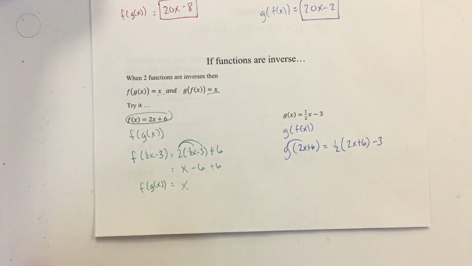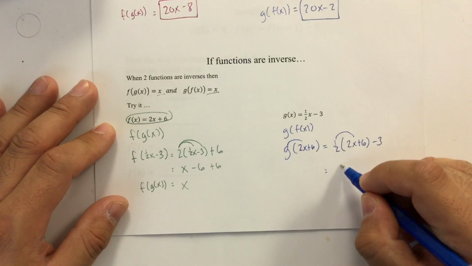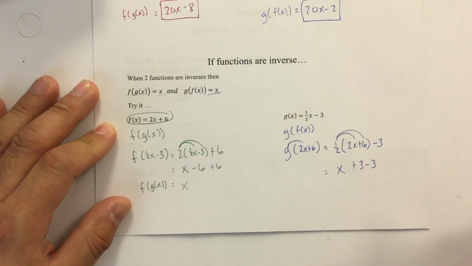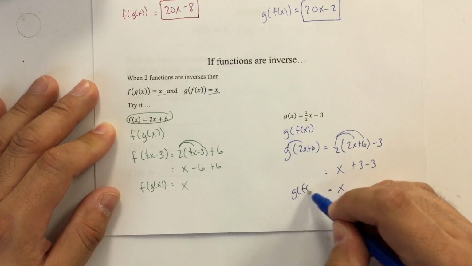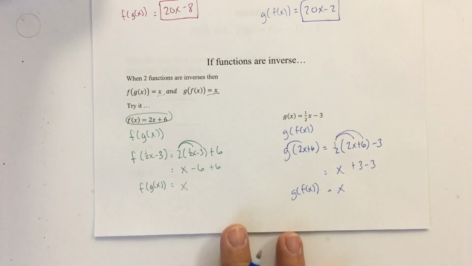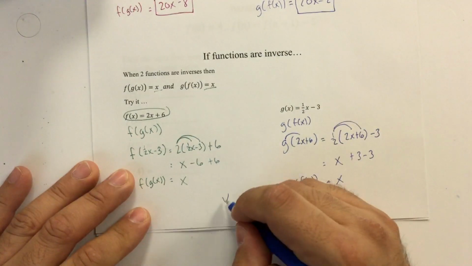Can somebody distribute the 1/2 for me? What's 1/2 times 2x? x. Plus 3 minus 3. What happens to the plus 3 minus 3? So g of f of x is also x. So since they both reduce to x, are these functions inverses? Yes or no? Yes, right. It's pretty easy. Yes, they are inverses.